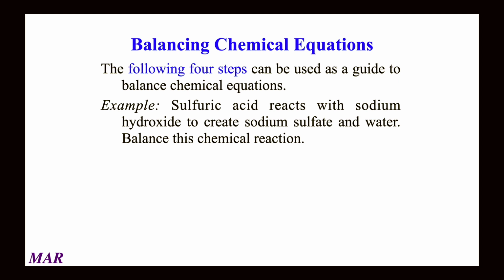Now, sulfuric acid is an acid. It's going to have the H listed first. And if you look back in your notes, it's H2SO4. Sodium hydroxide, sodium is Na. It's Na+ when it's in an ionic compound. Hydroxide, a polyatomic ion, is OH-. So sodium hydroxide is going to be NaOH.